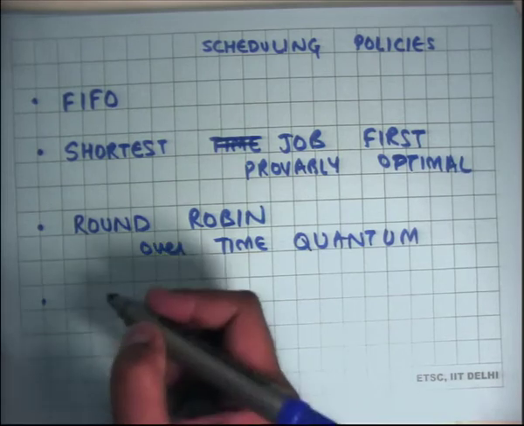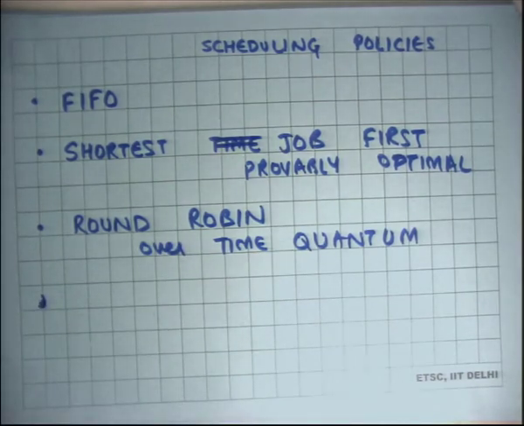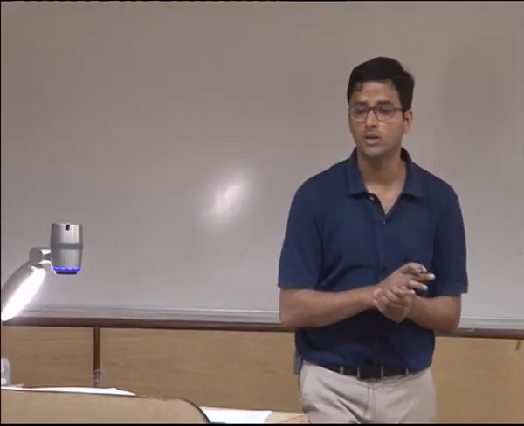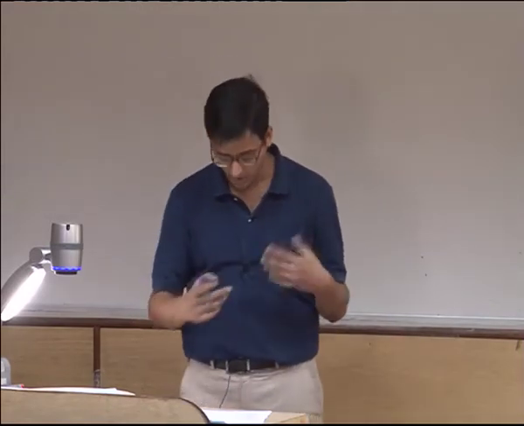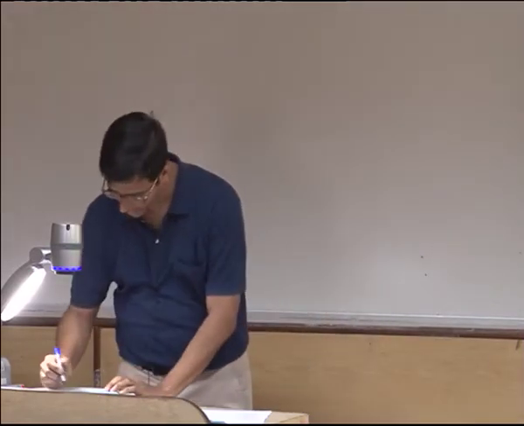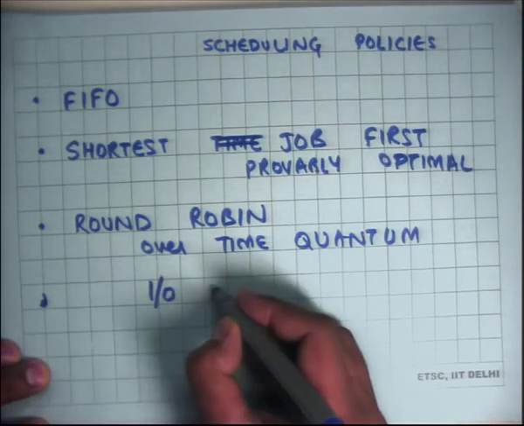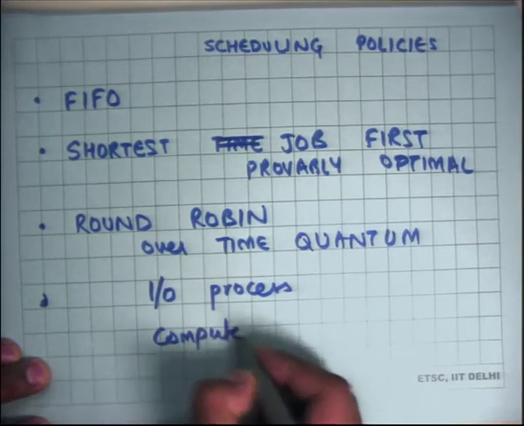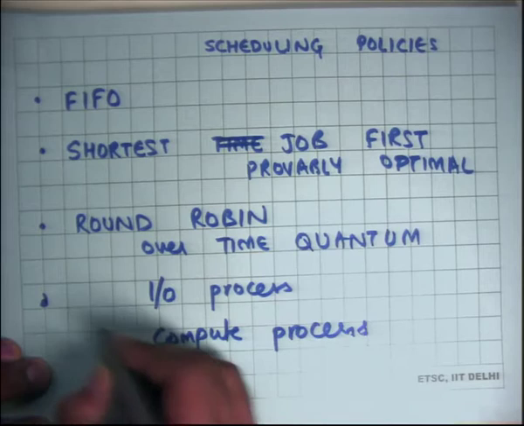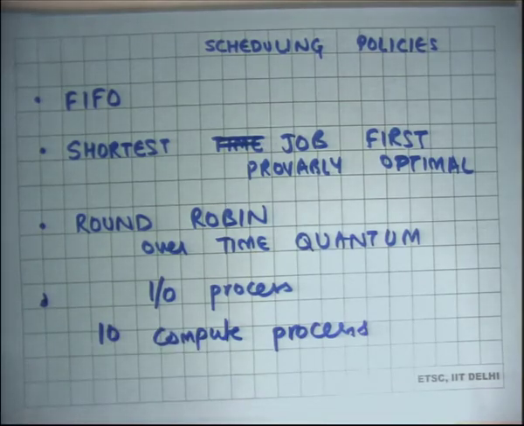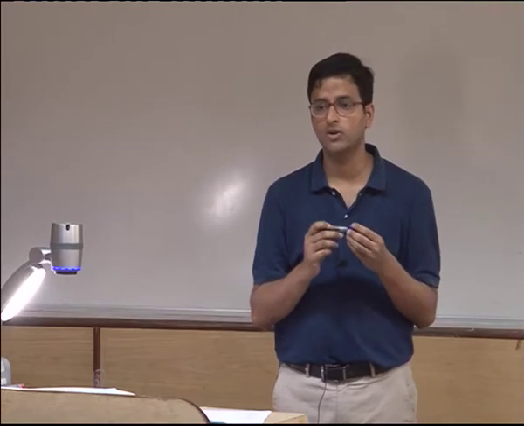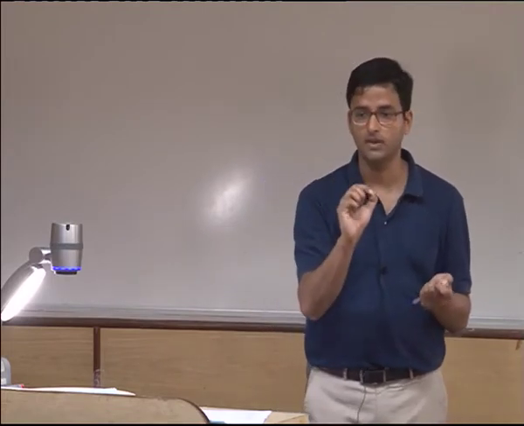So that's round robin. But round robin completely ignores the type of the job. You basically give all jobs completely equal time. It's completely fair, and that may not be the best thing. For example, let's say there was an I/O process, and there was a compute process, and let's say there were 10 compute processes, right? So now you are doing round robin between these compute processes and this one I/O process, and what you care about is not just your throughput but also your response time, right?